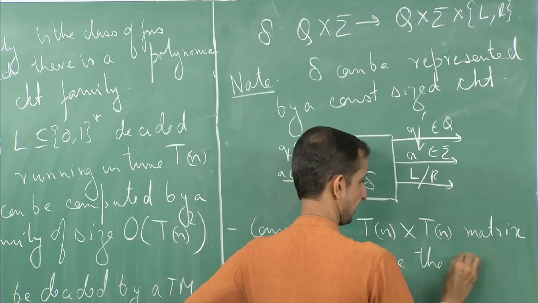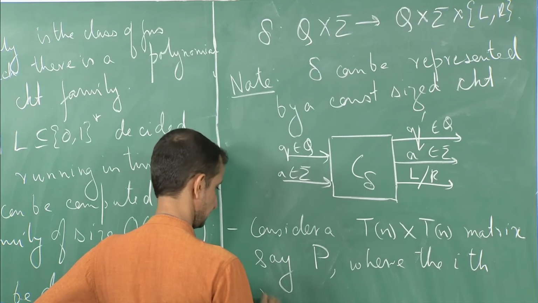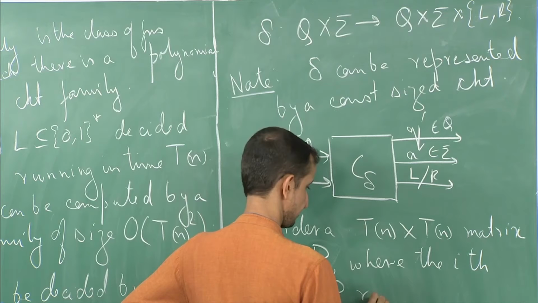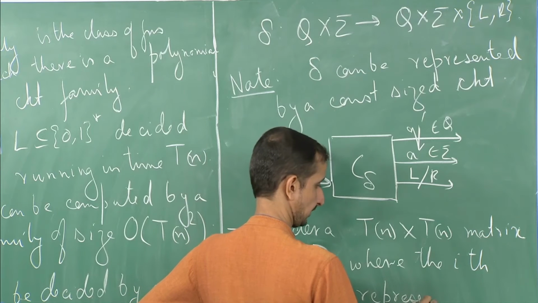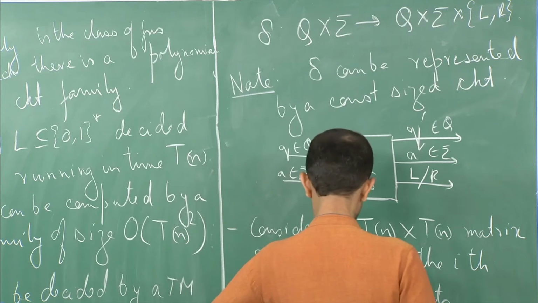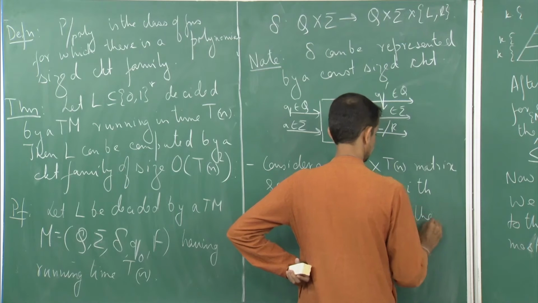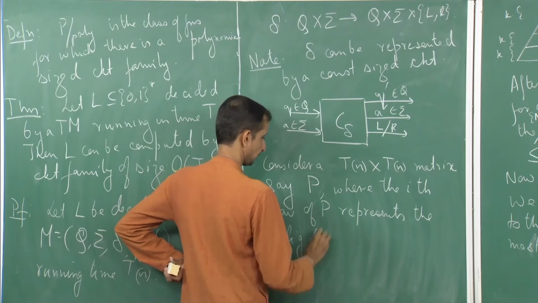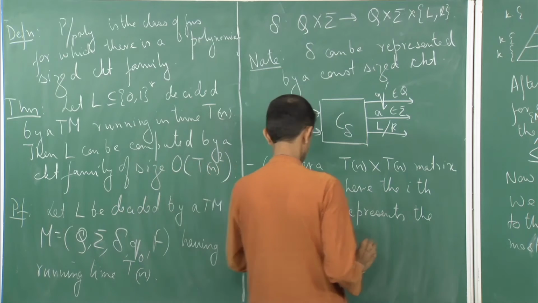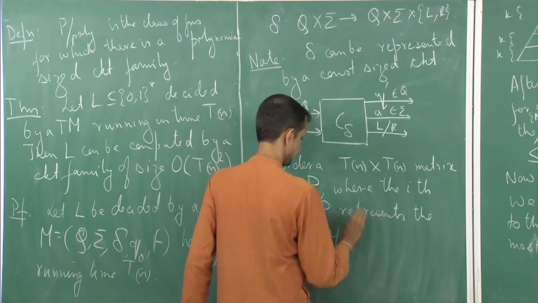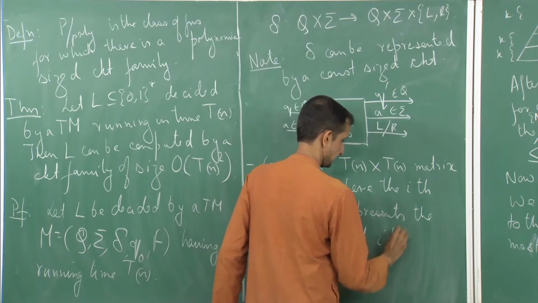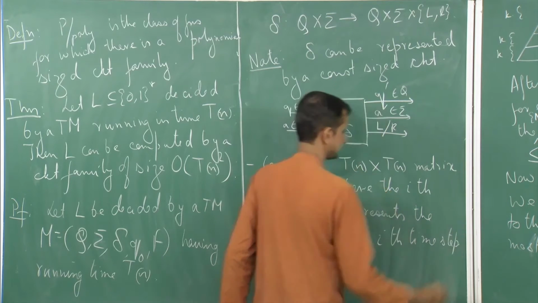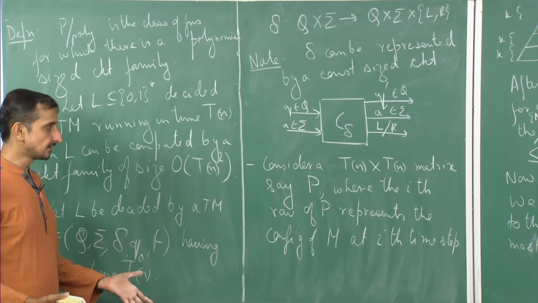Where the ith row of P represents the configuration of M at the ith time step. Okay. So, now what is a configuration?